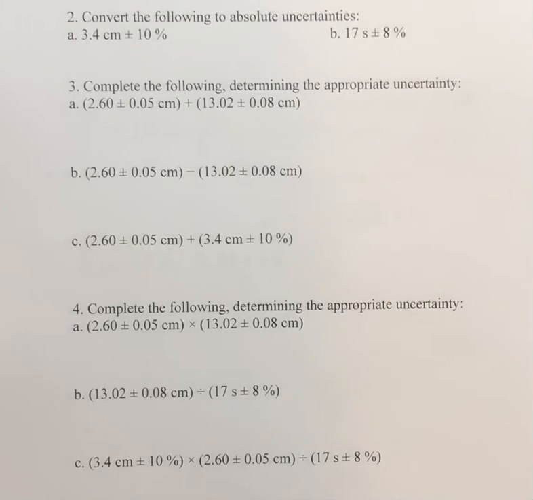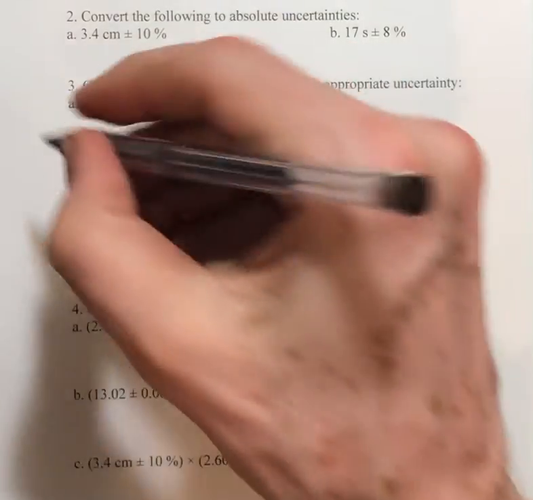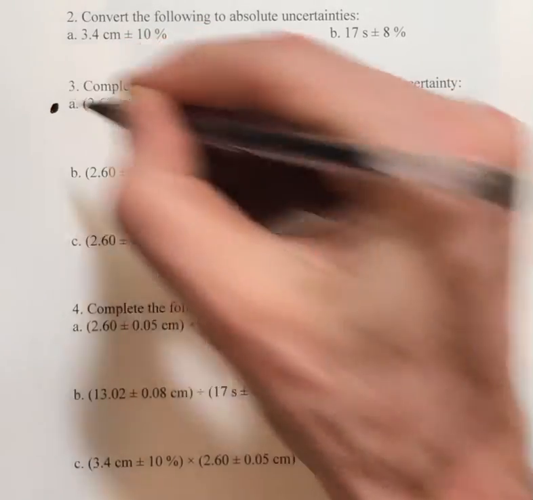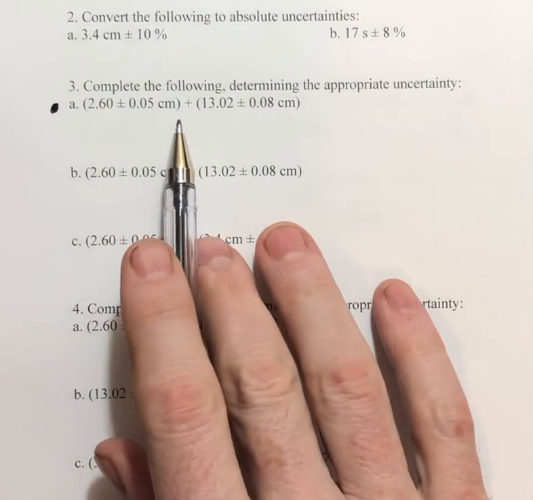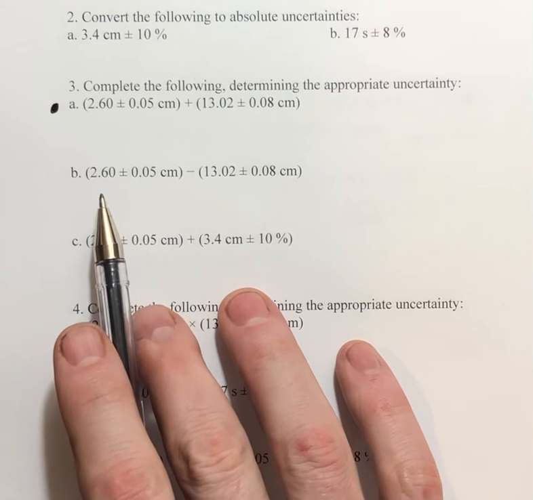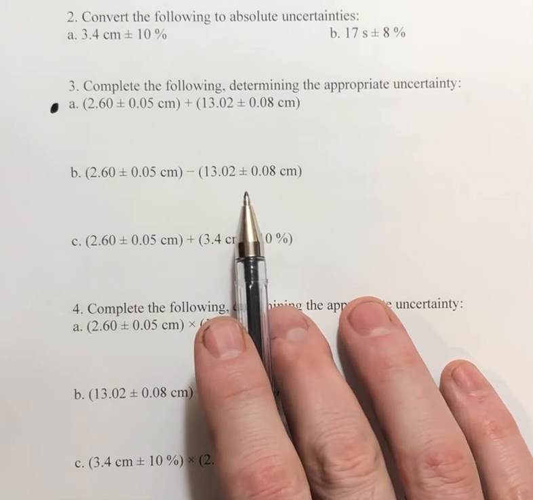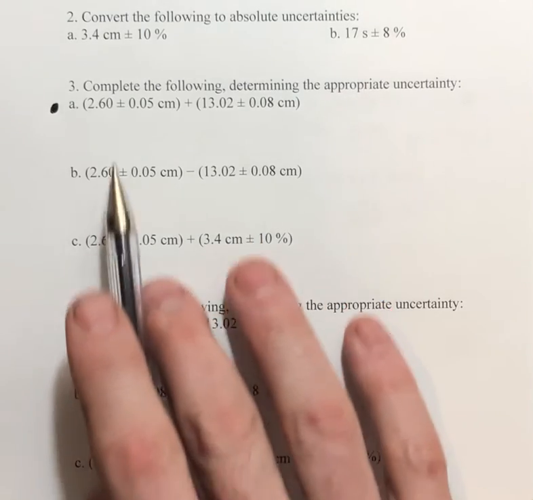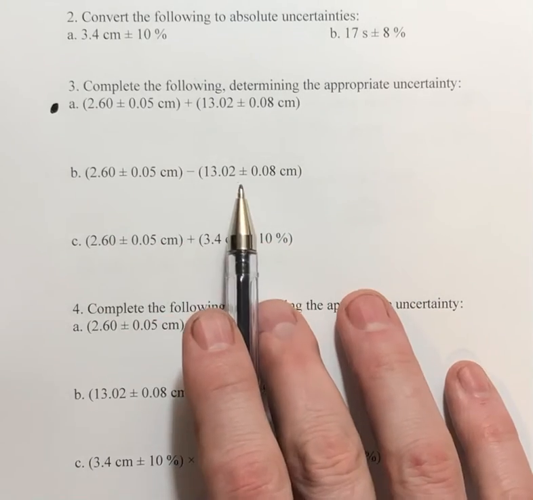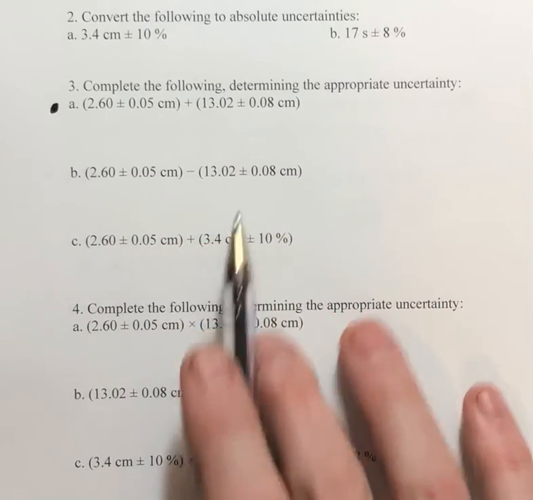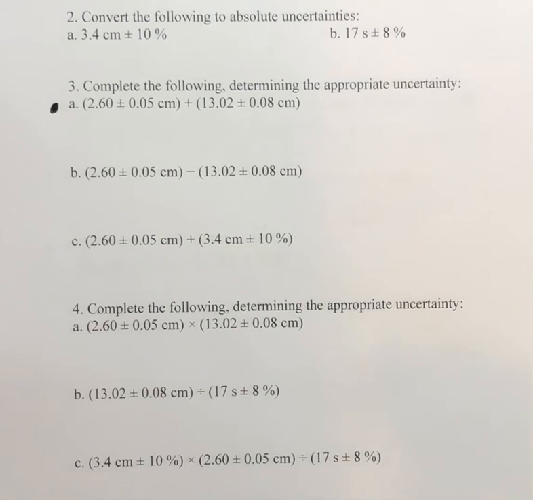Some uncertainty problems here. Let's see, I want to choose a couple of ones that are pertinent. So let's do this one here. This is an addition problem. This is a subtraction problem, but it's exactly the same as this one up here. And so the uncertainty part will actually come out the same. I'll explain why, but I won't actually do the math on that.